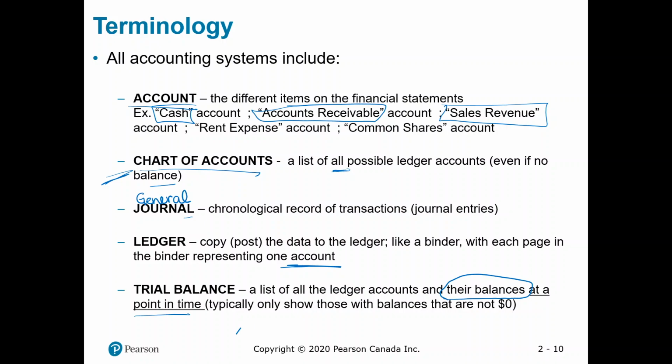So typically we're only looking at accounts that have a balance, not ones with zero balances. And that is the difference between the chart of accounts and the trial balance. In the trial balance, we actually show the dollar value balance at a point in time. The chart of accounts is just a list of all of these accounts. There's no balances shown.